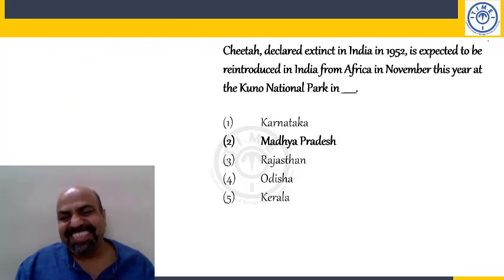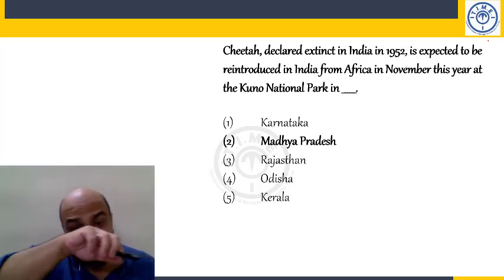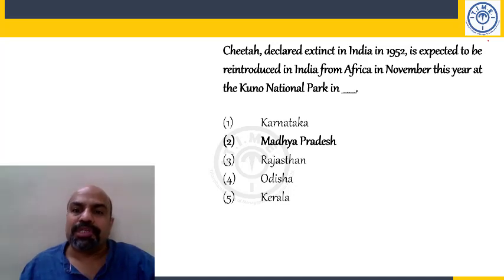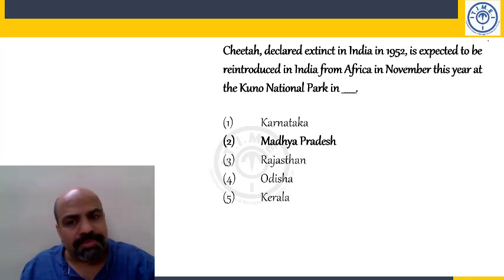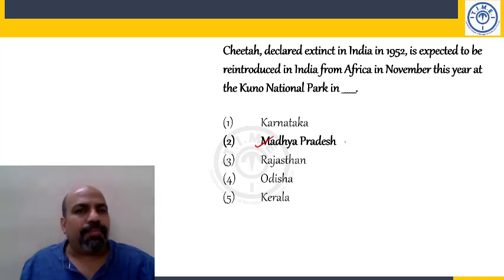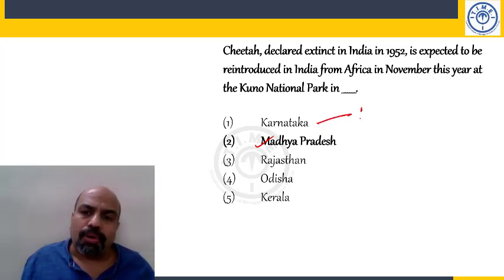Okay, one really last question. I know it's been 1.5 hours, so tough actually. Cheetah declared extinct in India in 1952. It's expected to be reintroduced in India from Africa in November this year at the Kuno National Park, which is in Madhya Pradesh. You have Bandhavgarh National Park, Kanha National Park in Madhya Pradesh. So we'll take one national park for each of these places. Karnataka, you can write Bandipur or Anshi.